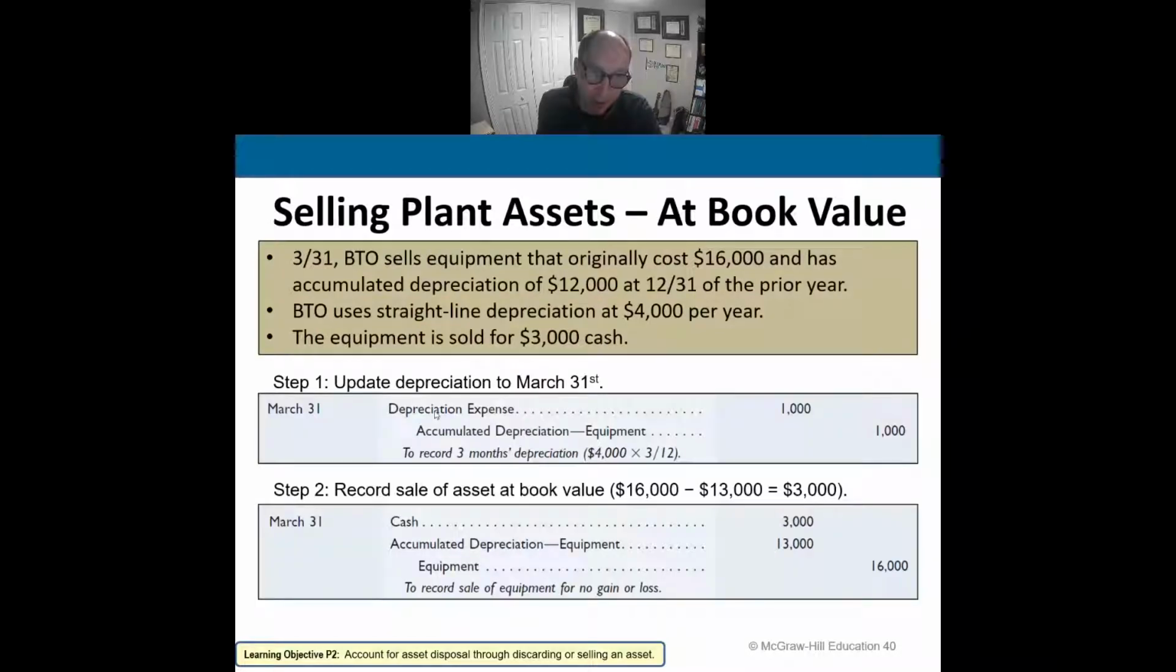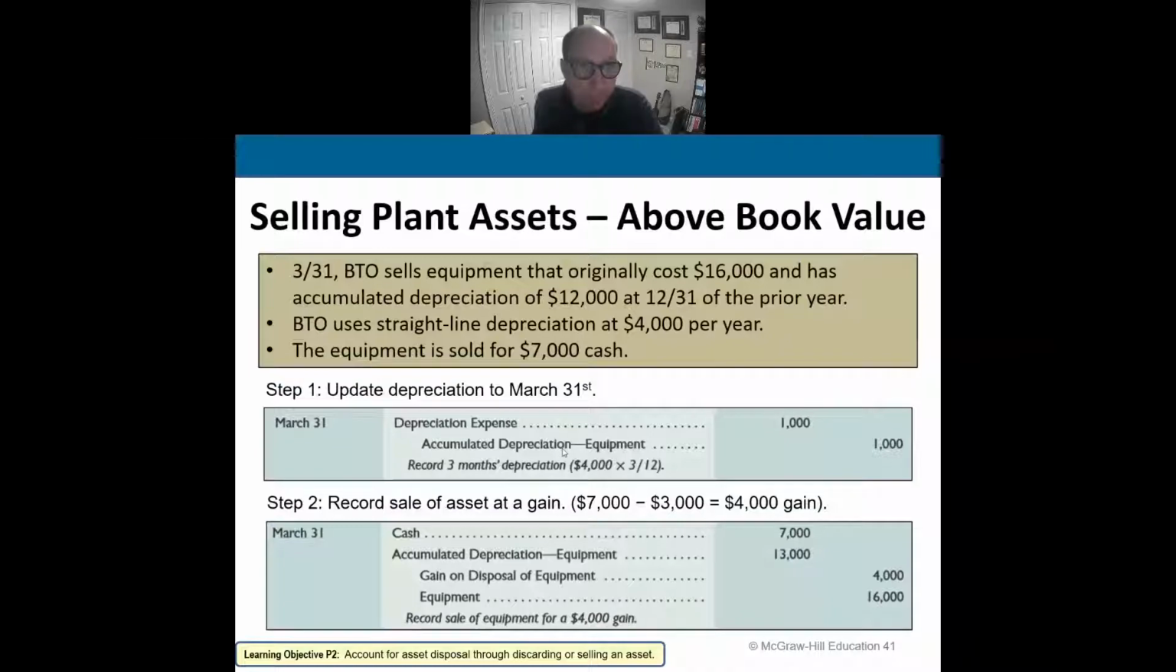Sometimes we sell stuff. At the end of its useful life, I like to sell it. I don't need it anymore, but I want to get some cash from it. So debit depreciation expense, credit accumulated depreciation up to its depreciated value. And then we recognize the sale. Debit cash, credit accumulated depreciation, and credit the equipment. That's if we sell it.